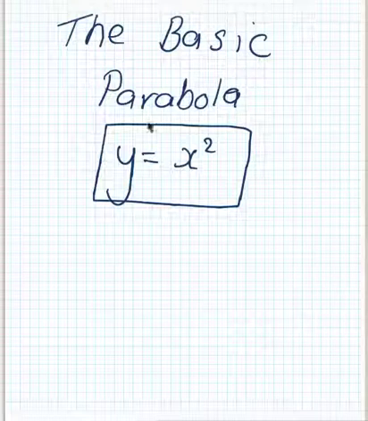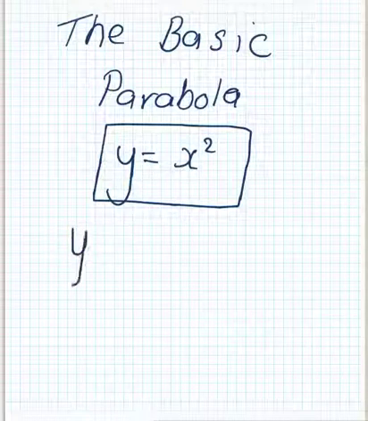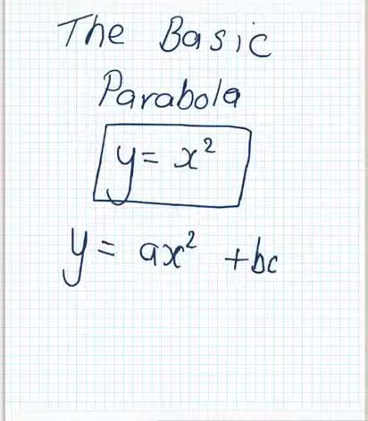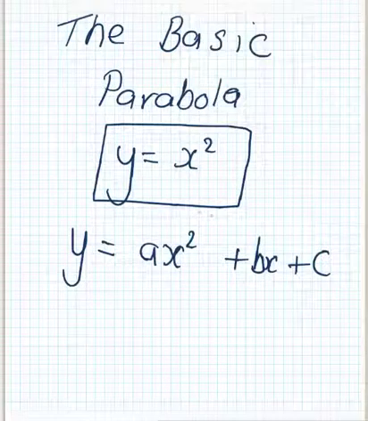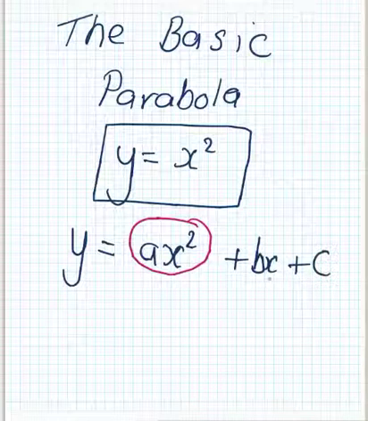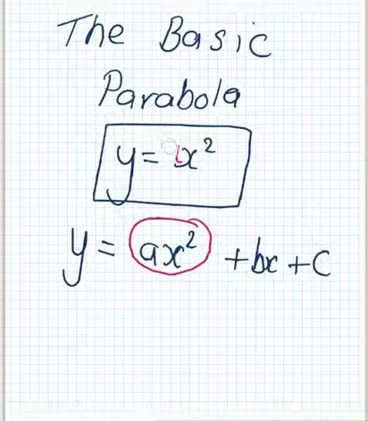Now, the basic parabola is this equation here, y equals x squared. And if we compare this to the general quadratic equation, remember we have y equals ax squared plus bx plus c. Okay, so that's the general quadratic equation that we have been working with. We know it's a trinomial. So the basic parabola, if you compare it, only consists of this bit here. There's no x and no constant. And we can put an a in front of this as well if you wanted to.